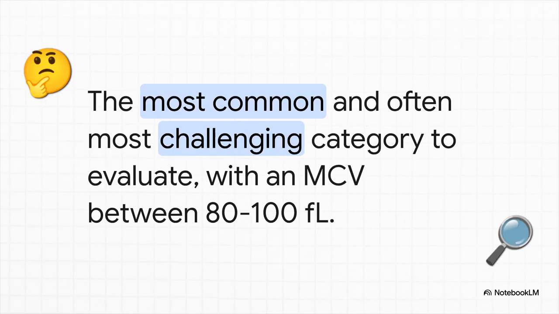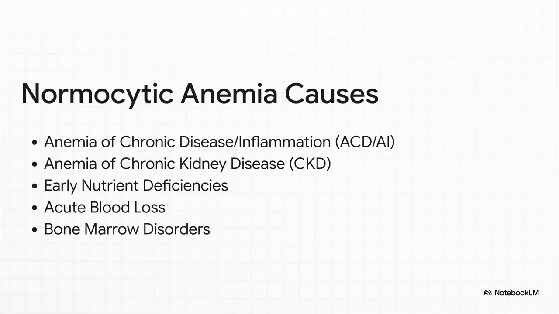All right, now for the tricky one, normocytic anemia. This is when the MCV is right in the middle, totally normal. And here's the kicker. This is the most common type you'll see, and honestly, it's often the hardest to figure out. This is where you really have to put on your detective hat. And the reason it's so tricky is that the differential diagnosis is just huge.